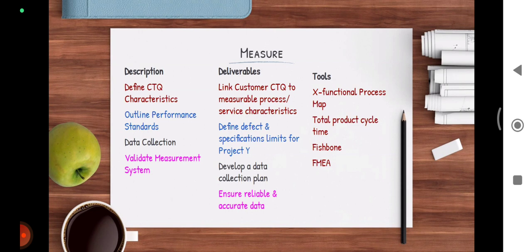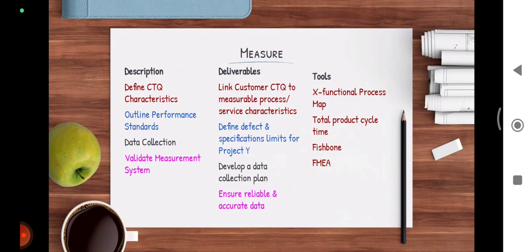And then, since we want to quantify the problem, the second step is to outline the performance standard. That means we are going to define what exactly is a defect here, what exactly is considered a mistake in this process, and what is considered unacceptable. And then we also have to define the specification limit: what is the upper specification limit, the maximum point before it becomes a defect, and the lower specification limit before it also becomes a defect for the internal customers.